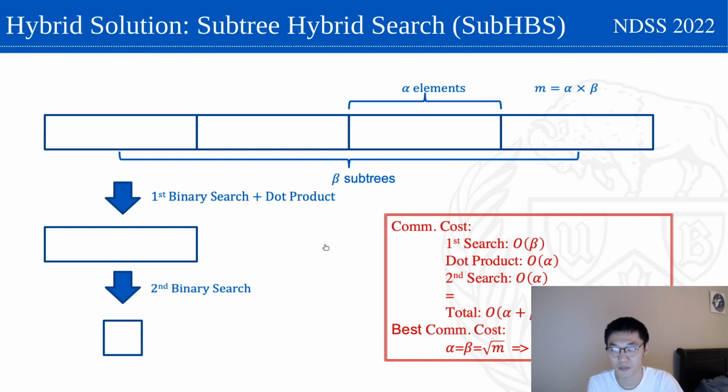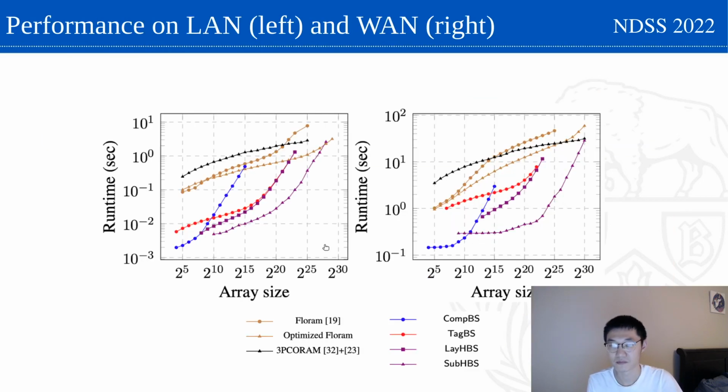And we know that alpha times beta is m. So it's easy to calculate that the best setting is to let alpha equal beta equal the square root of m. By doing this, we get a total communication cost of square root of m, which is sublinear. In the performance comparison, we use 2 existing ORAM works and apply the optimization designed for doing binary search.